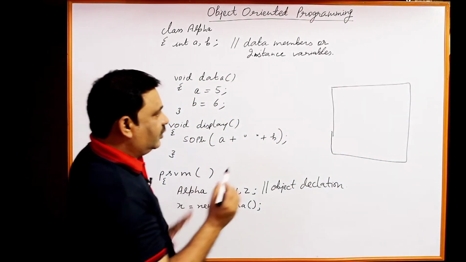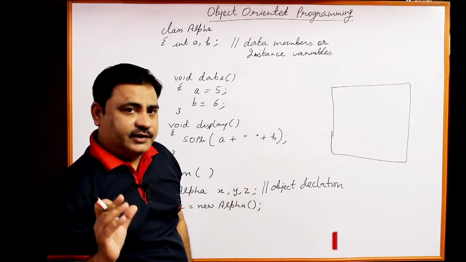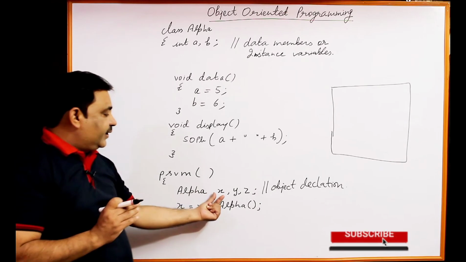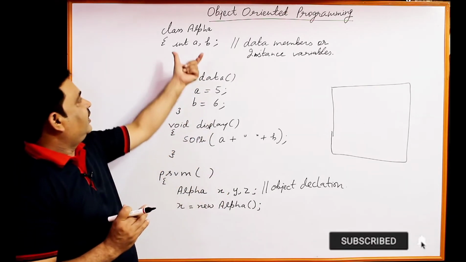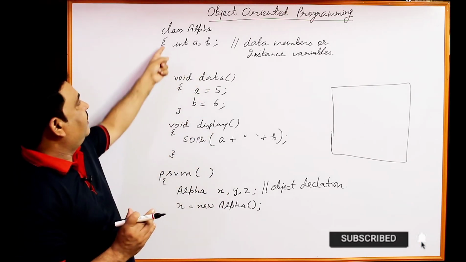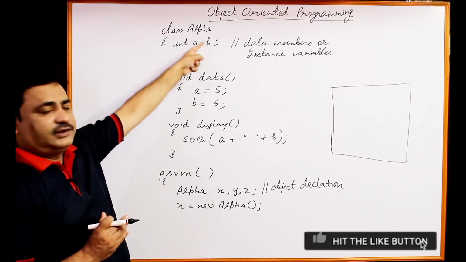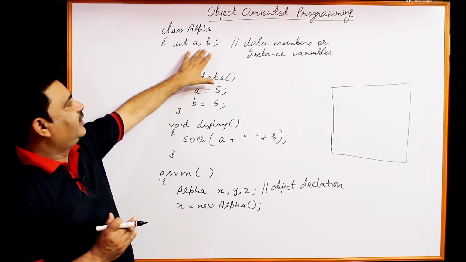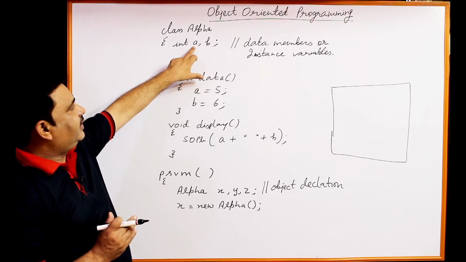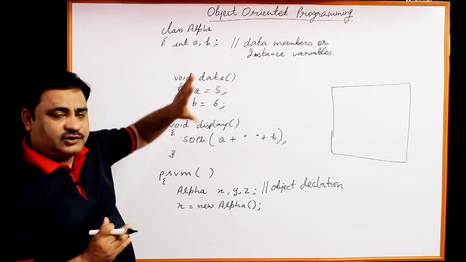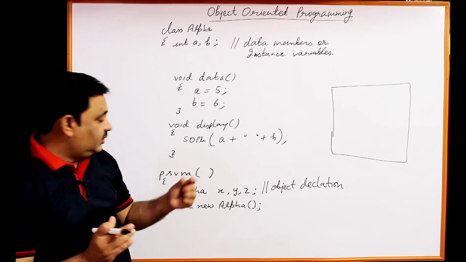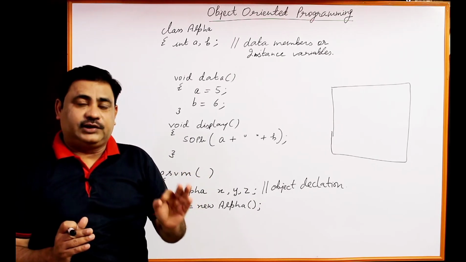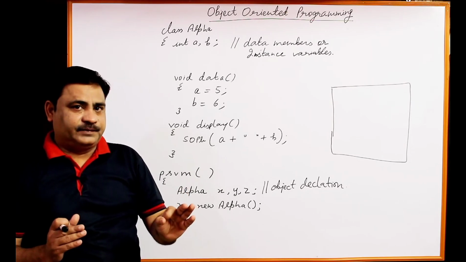Here, normally one integer variable takes 4 bytes. Here, the size of x object depends on the data members. How many data members do we have in the body of the class? Right now, we have only 2 data members, A and B. One A is of 4 bytes, another B is also 4 bytes, so total 8 bytes. So x object will be of 8 bytes, the total size of the object.